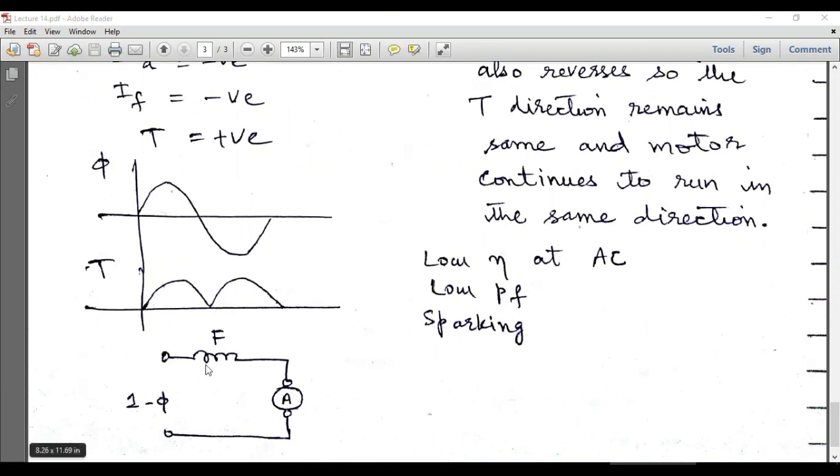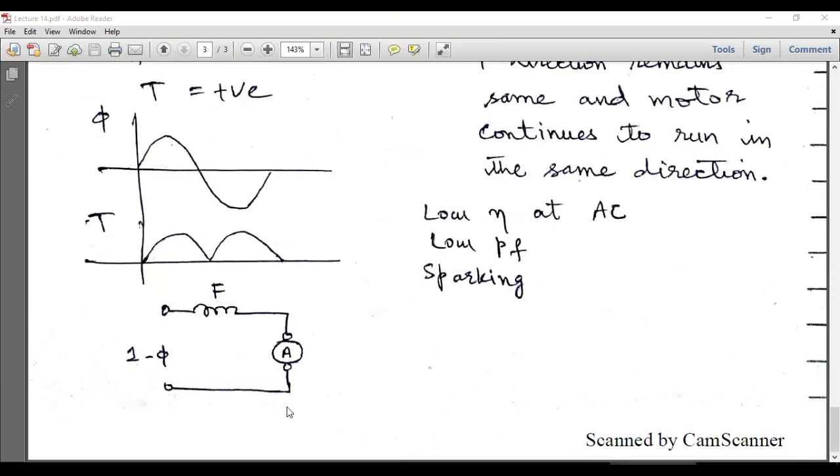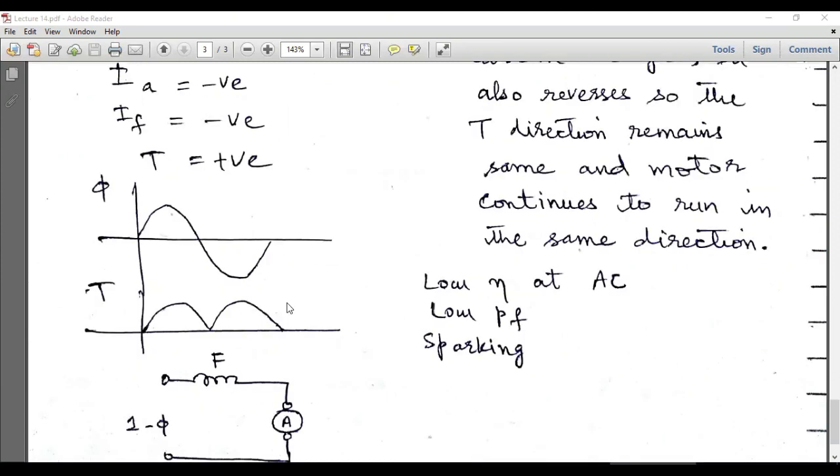This is the circuit diagram of the DC series motor. Here we have a field winding and the armature winding, which are connected in series. This is called a universal motor because we can operate this motor on a DC supply as well as an AC supply. So that is all about today's very short lecture.